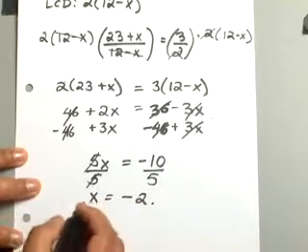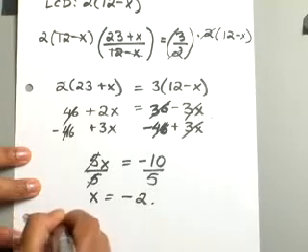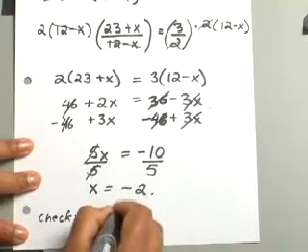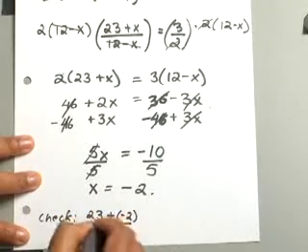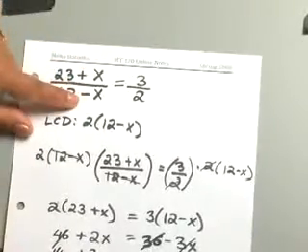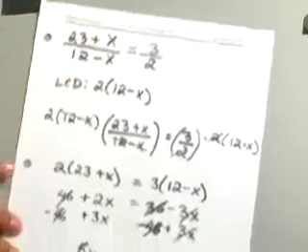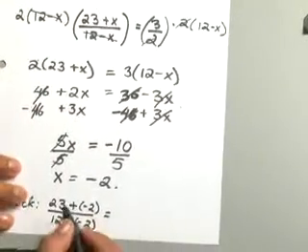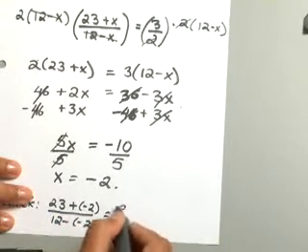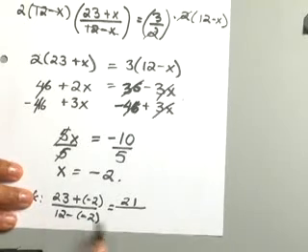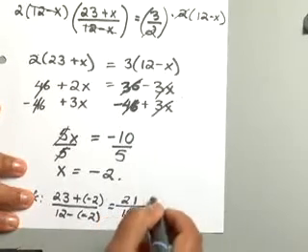Now if you want, you can go back and check your answer. You had 23 plus -2 over 12 minus -2. Remember, you were adding and subtracting that same number from your numerator and denominator, and the resulting fraction should equal 3/2. So let's see. This gives you 23 minus 2, which is 21. The two negatives become positives, so you end up with 12 plus 2, which is 14.